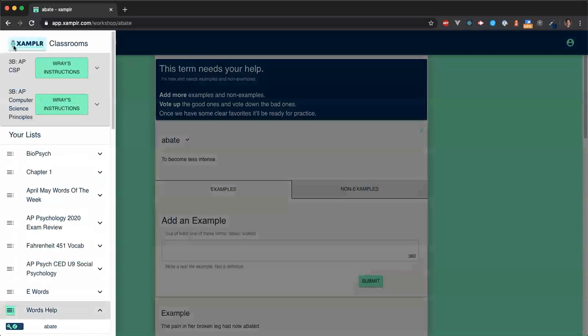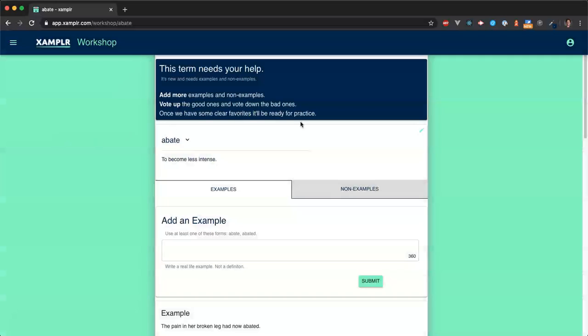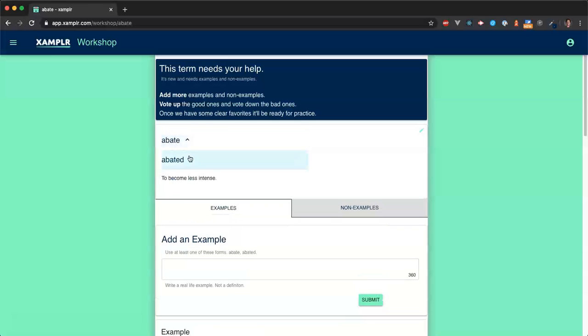You may have seen terms on the workshop because they show up on your list menu over here with a wrench. And if you click on them, it'll explain it's in the workshop. You click to it, it'll take you to the workshop instead of the 1, 2, 3 step page. So here we are in the workshop with the term abate. Also abated, to become less intense.